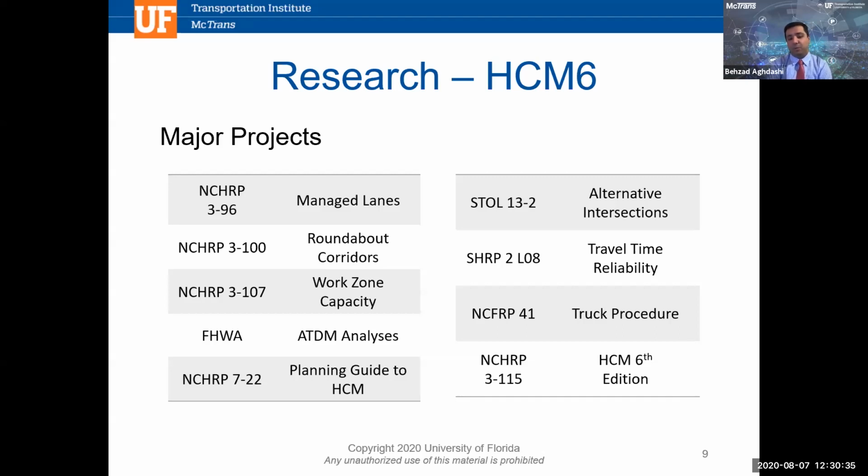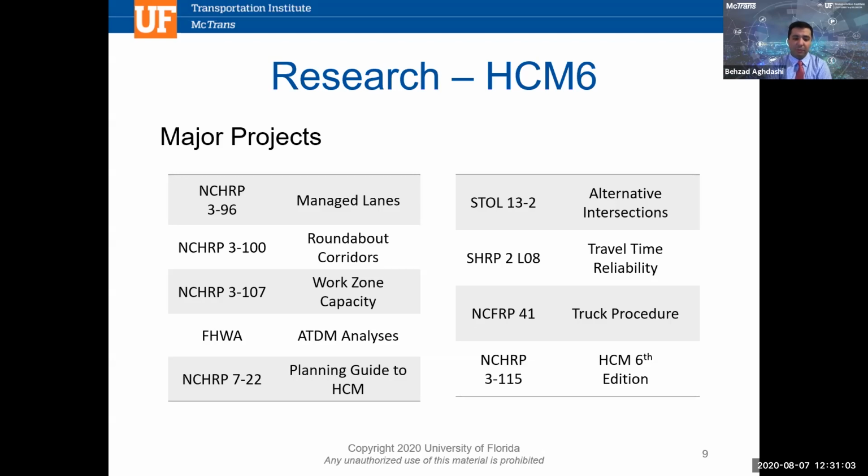We have new work zone methods, both for freeways as well as urban streets, and an active traffic and demand management analysis framework for both freeways and urban streets. These are new items in HCM6, as well as a planning guide for HCM and NCHRP 7-22, which generated a lot of planning level analysis, maybe more high level, that you don't really need to use any software for.